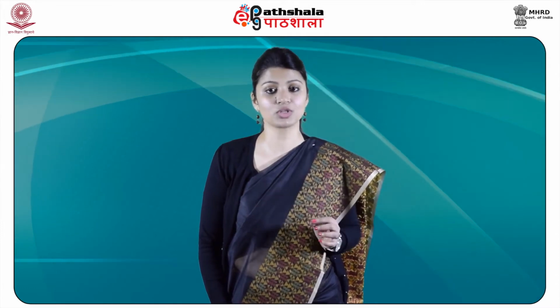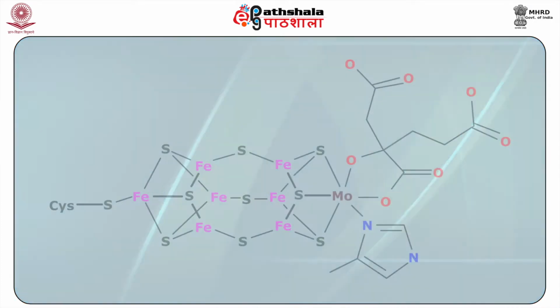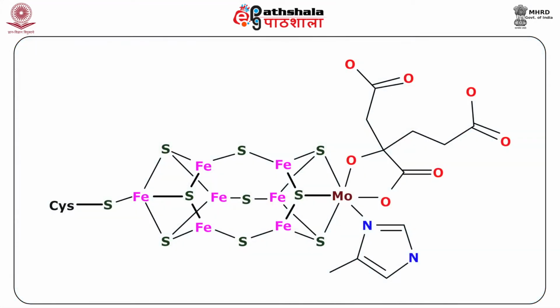Nitrogen fixation by nitrogenase involves a complex interaction between the two protein components, magnesium ATP, electrons and protons. Understanding the molecular details of this multi-step and multi-component system is difficult. The figure represents the structure of the M cluster of molybdenum nitrogenase.